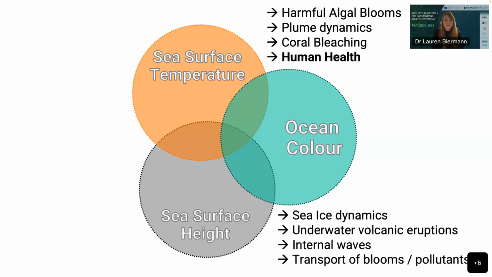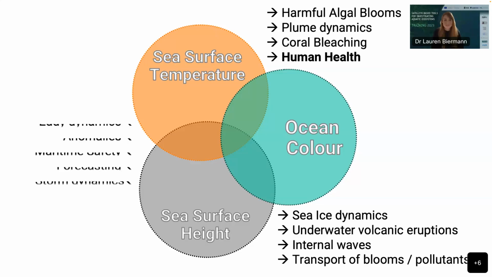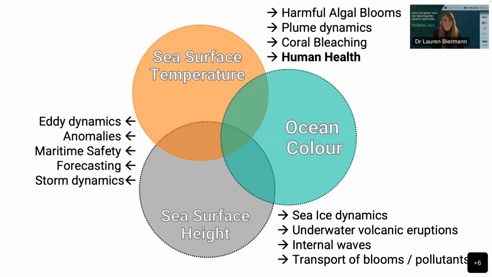Between ocean color and sea surface height, we start to understand things like sea ice dynamics. We're able to track and observe underwater volcanic eruptions and internal waves. And of course, something very important is an application for transport of things that are good, so phytoplankton blooms, and things that we should be worried about, like pollutants. At the intersect of sea surface height and sea surface temperature, we're able to look at eddies and anomalies. We're able to start to contribute to forecasting and maritime safety and observe storm dynamics as well.